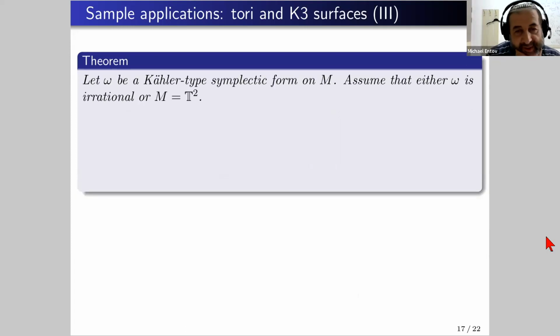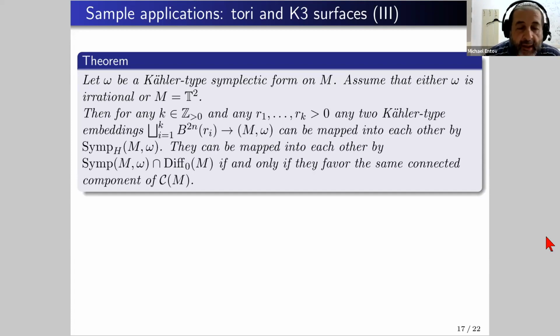So again, I assume I have a Kähler-type symplectic form on M, and I assume that either omega is irrational or I'm just in a very elementary two-dimensional case. Then any two Kähler-type embeddings of the same collection of balls into M can be mapped into each other by Symp_H, the Torelli group, if and only if they favor the same connected component of C_K(M). And again, here I have no idea how many connected components there are. Well, except for the case of T2, and the situation is trivial anyway.